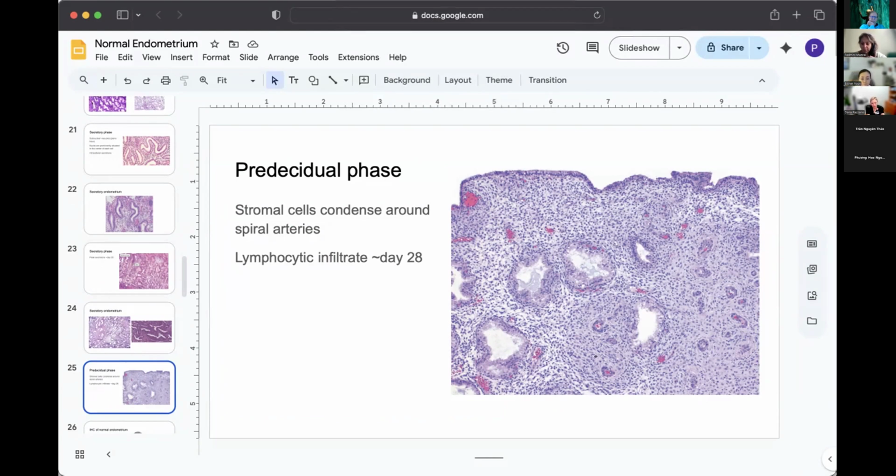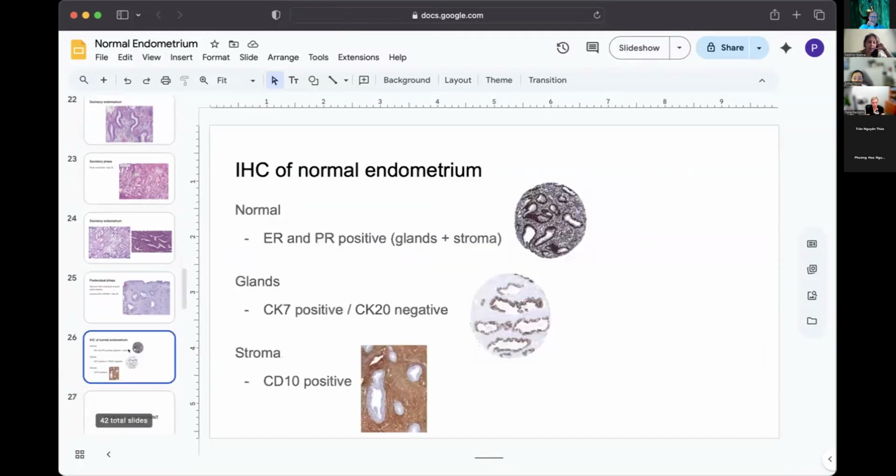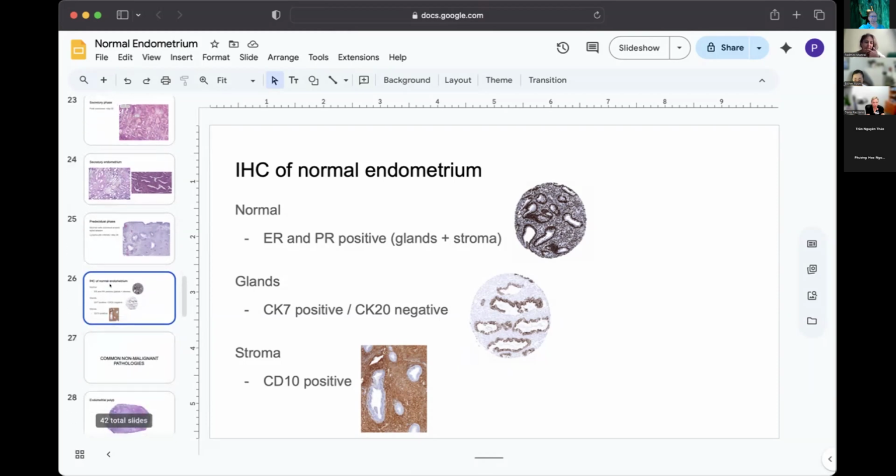So these are your spiral arteries, these little rounded guys with vessels or red blood cells in them. The stroma will start to condense around these vessels or these arteries. That's basically the way I think about it, that's where the blood supply is. And so those stromal cells want to really prepare themselves for that implantation. So they're going to aggregate around the arteries. And then when the implantation doesn't happen, it goes into shedding. We repeat the whole thing all over again.